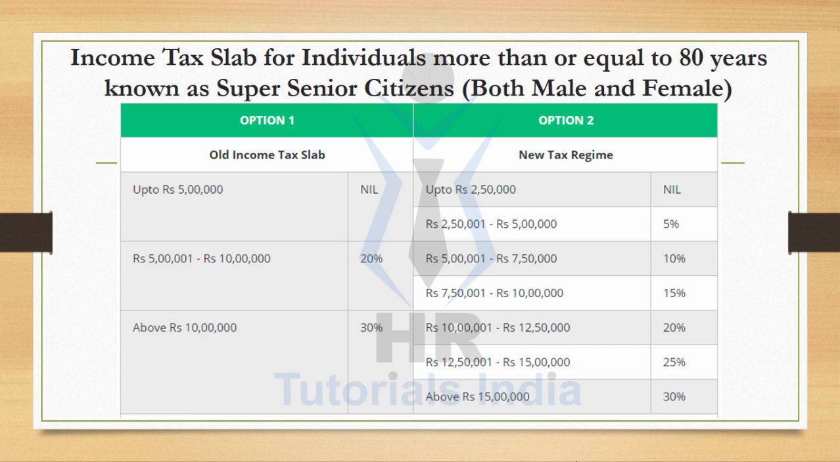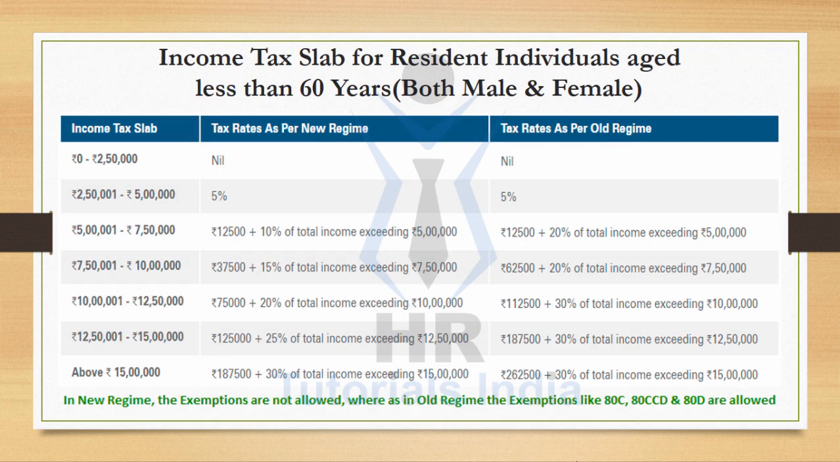And when it comes to the new tax regime, up to 2.5 lakhs, nil. 2.5 lakhs to 5 lakhs, it's 5%. 5 lakhs to 7.5 lakhs, it's 10%. 7.5 lakhs to 10 lakhs, 15%. 10 lakhs to 12.5 lakhs, 20%. 12.5 lakhs to 15 lakhs, 25%, and above 15 lakhs, it is 30%.